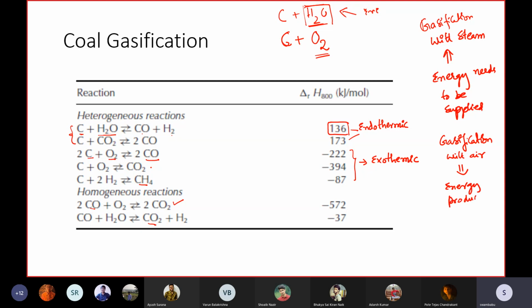But one problem is that when you do the gasification in the presence of air, more CO2 will be generated. In this process, more CO2 will be generated than in the gasification with steam.